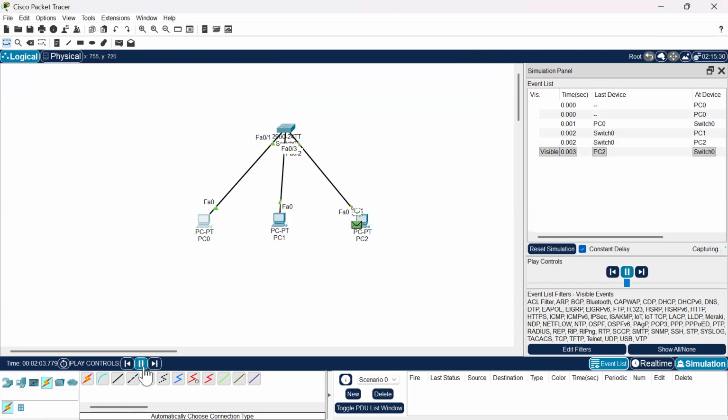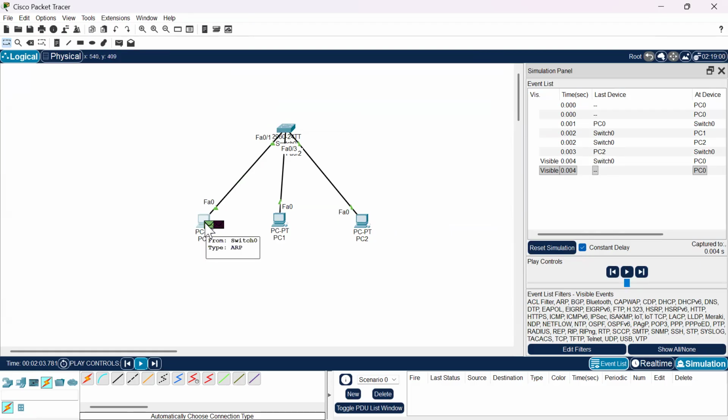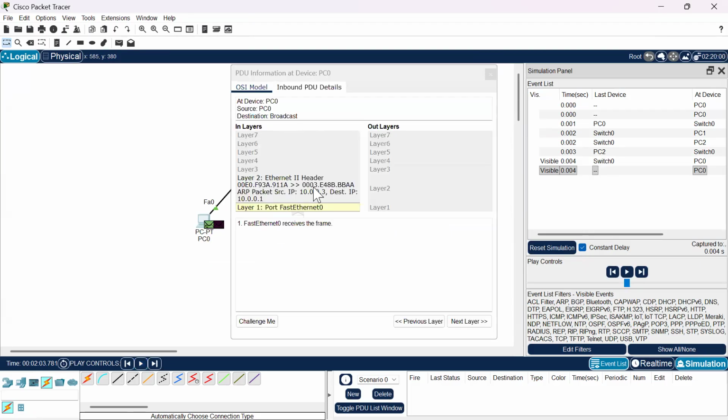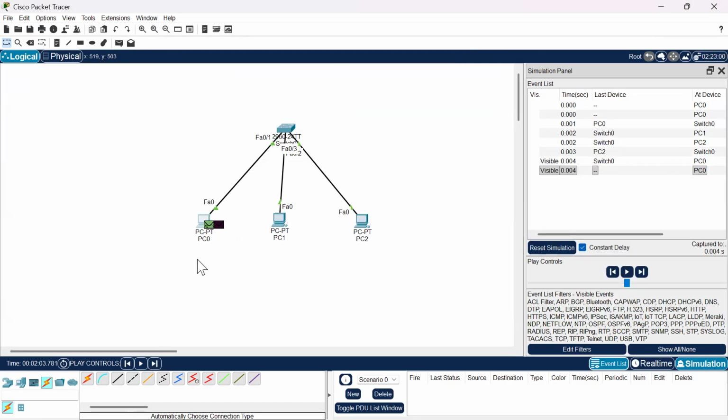Next, it will receive the information. Got it? Now, next what will happen? ICMP will be sent. We'll come to ICMP later on. First we will be seeing the ARP information.